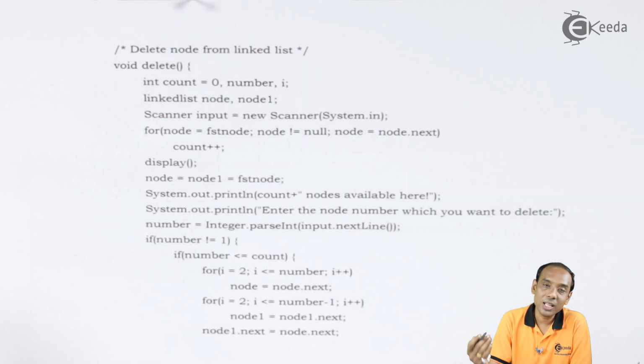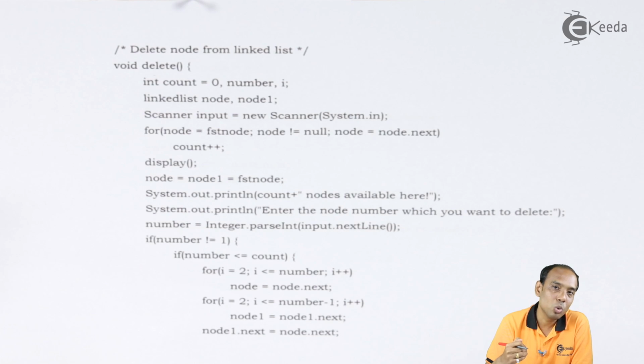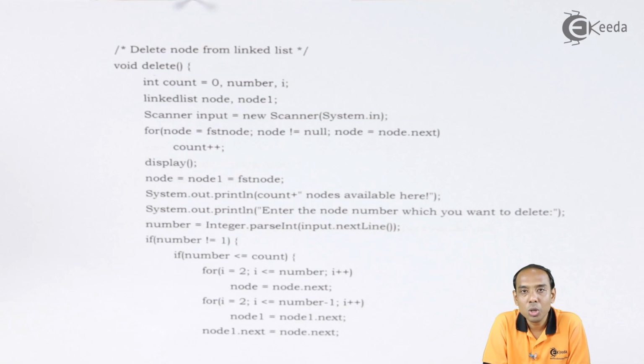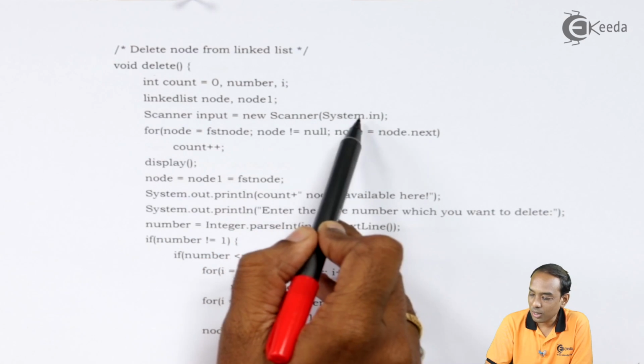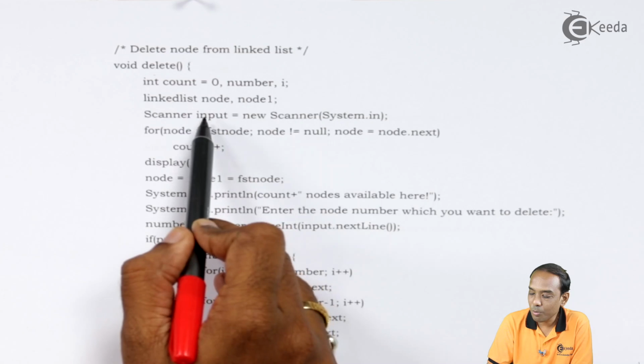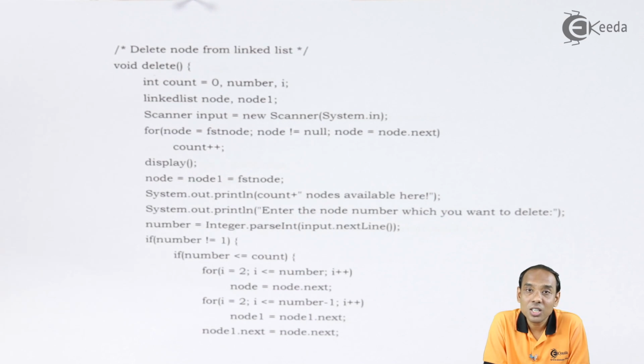Then to take the input from the user, I've imported the package java.util. In that, I'm going to use the class called Scanner. You may be aware, I'm going to declare a variable of the class Scanner and, using the Scanner class object, take the value from the user and use it. So, Scanner input equal to new Scanner(System.in). Using this, I can take the input from the user.